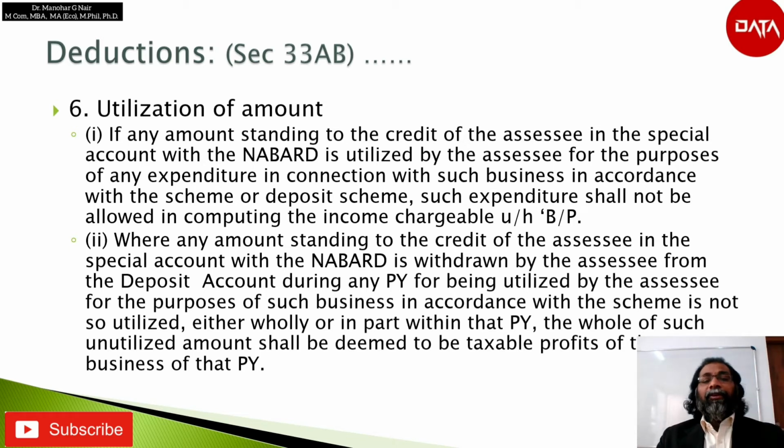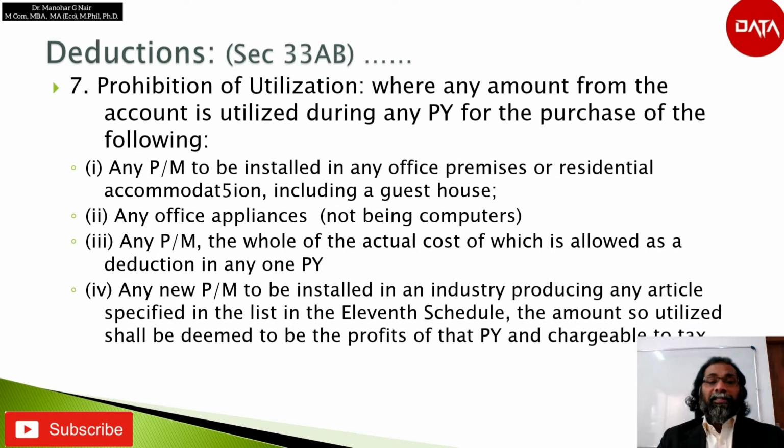Where any amount standing to the credit of the assessee in the special account with the NABARD is withdrawn by the assessee from the deposit account during any previous year for being utilized for the purposes of such business in accordance with the scheme, and is not so utilized, either wholly or in part within that previous year, the whole of such unutilized amount shall be deemed to be the taxable profit of the business of that previous year. Seventh point says prohibition of utilization.